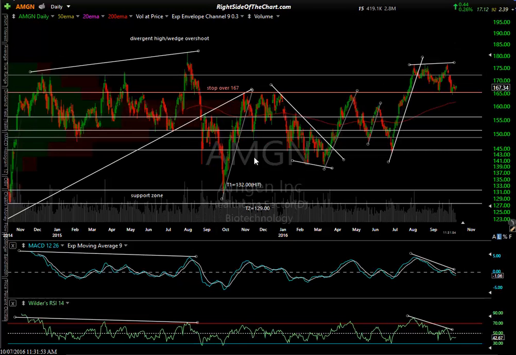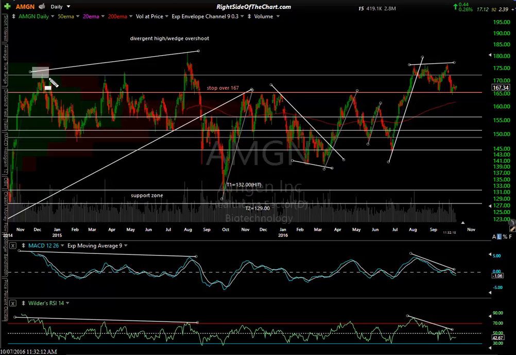And last one, we'll wrap it up here. Amgen. There's Amgen. Nice divergent high. You can see here prices on the daily time frame making a higher high. Very steep divergences on the MACD, and it seems to have a hard time. Amgen's hitting a wall around these highs.